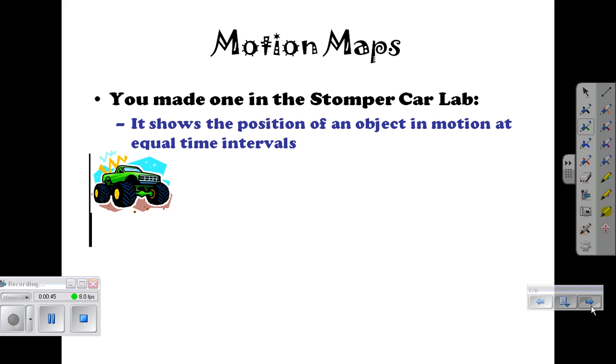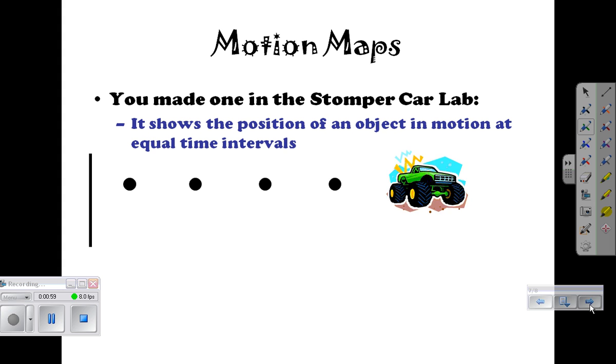So in our Stomper Car Lab here, with this car, it's moving along at a steady rate, at a constant velocity. And so the oil drops behind this car are the same distance apart.